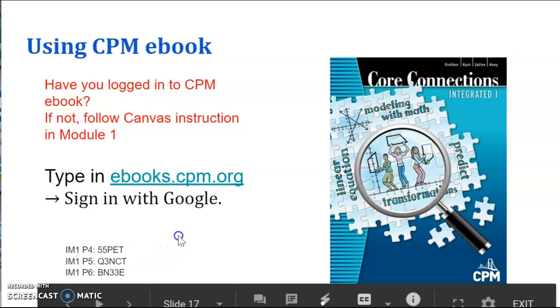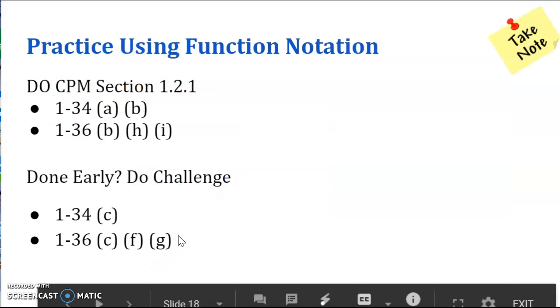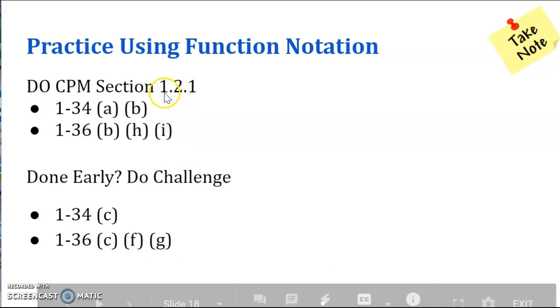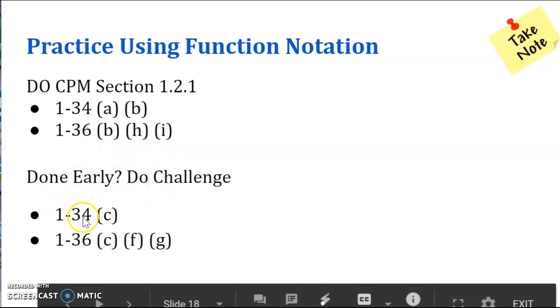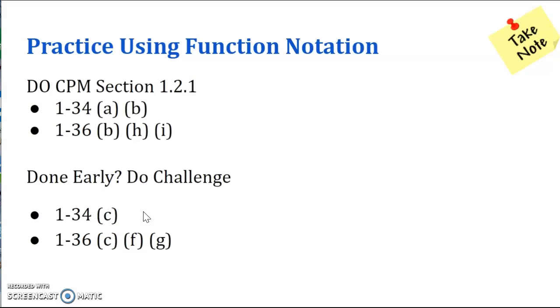Alright, so from the CPM ebook, you are going to go to section 1.2.1, and you're going to solve problem 1-34 parts A and B, and then 1-36 parts B, H, and I. So please do that now. If you complete this early, then you are allowed to go on to do some challenge problems. It's always a good idea to do the challenge problems, because then it gets you thinking more and it helps you understand better.